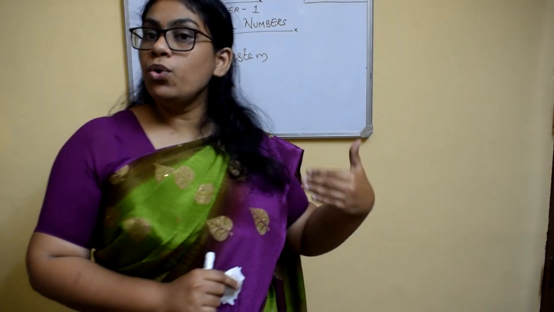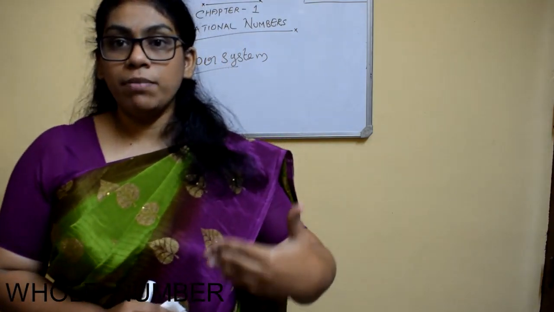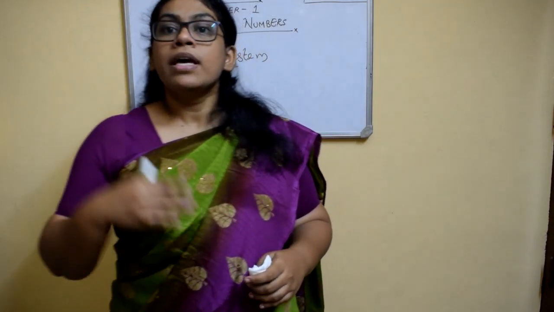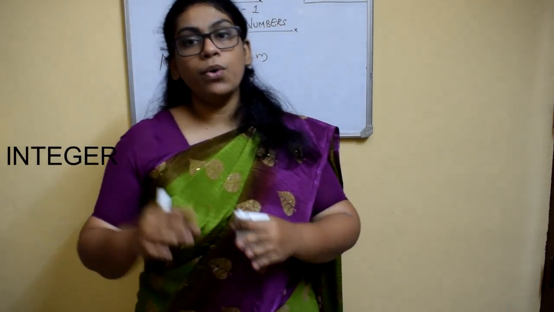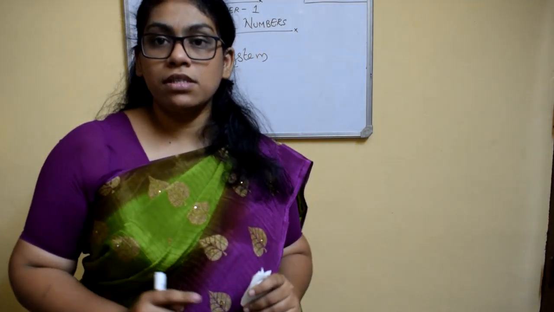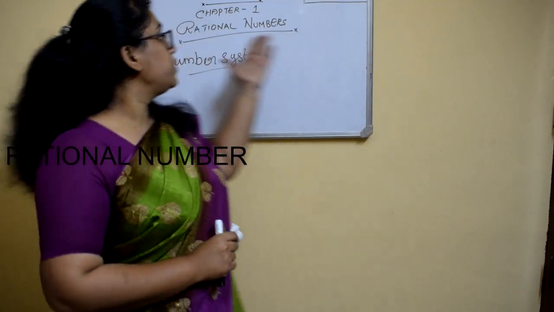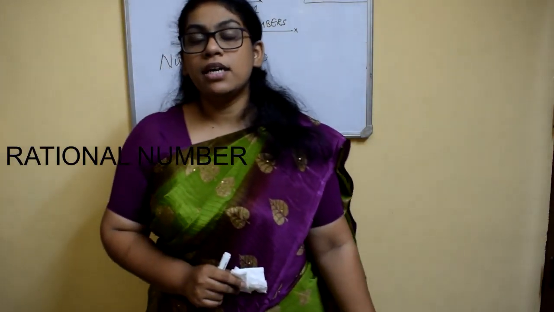Another one is natural numbers included with 0. That is called whole numbers. Then next is the combination of negative numbers, 0 and positive numbers. The combination of negative numbers, 0 and positive numbers is called integers. That is the third set. Then the fourth one is our chapter name, rational numbers.